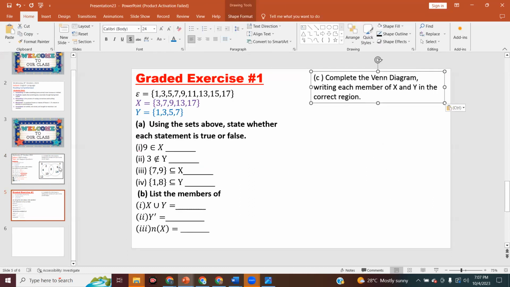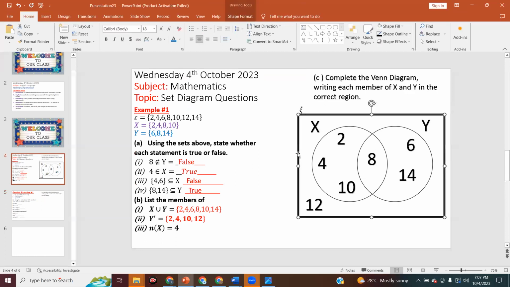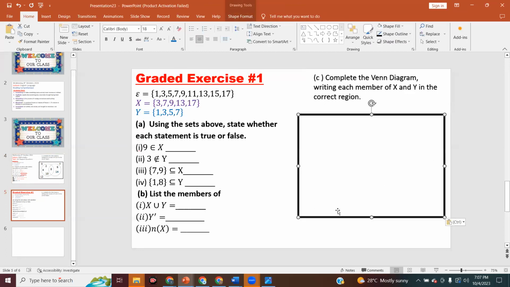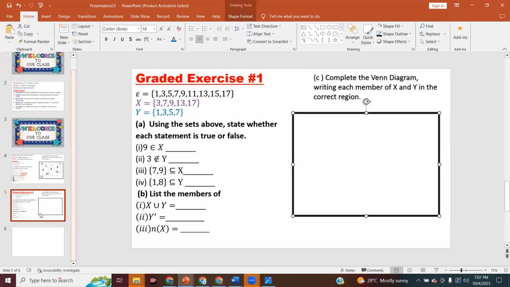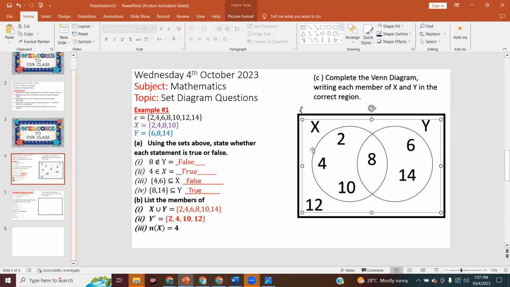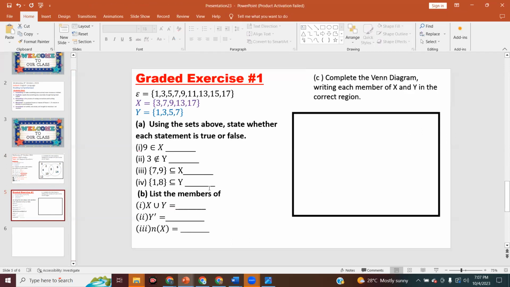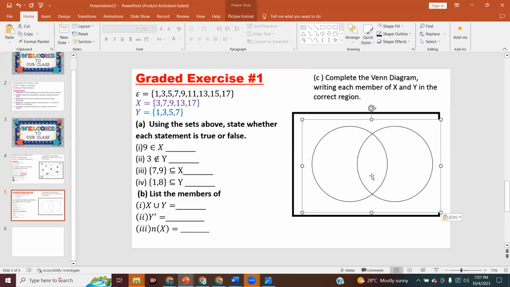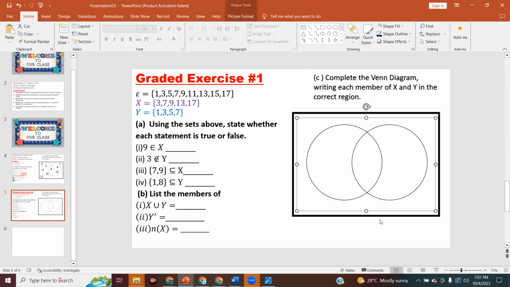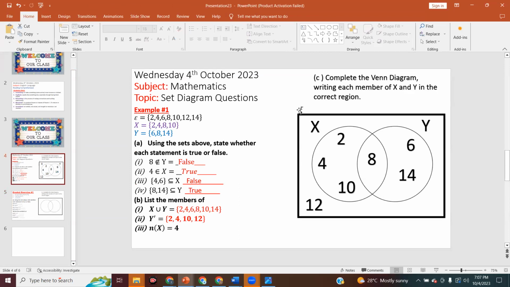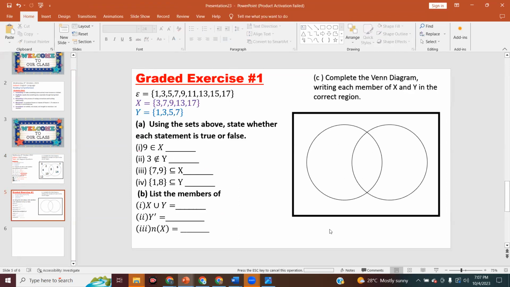All right, and now for C, complete the Venn diagram so that X and Y have their proper names and also have the proper elements in them. All right, so that's that.